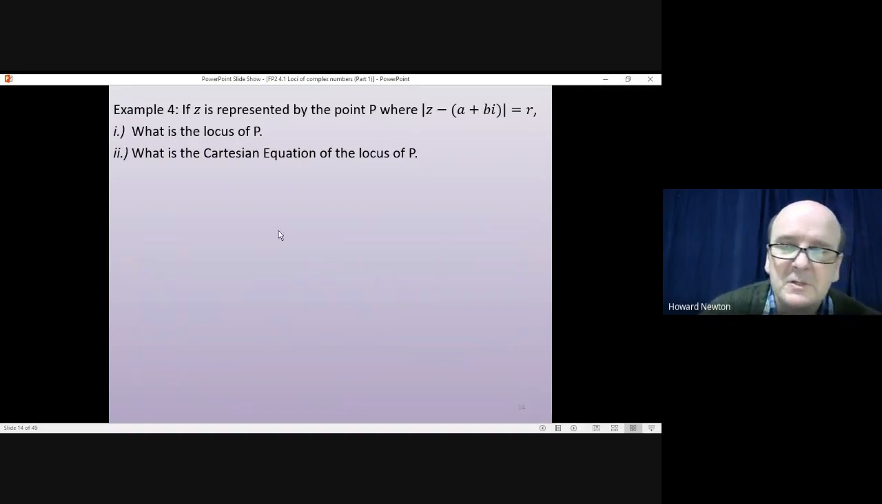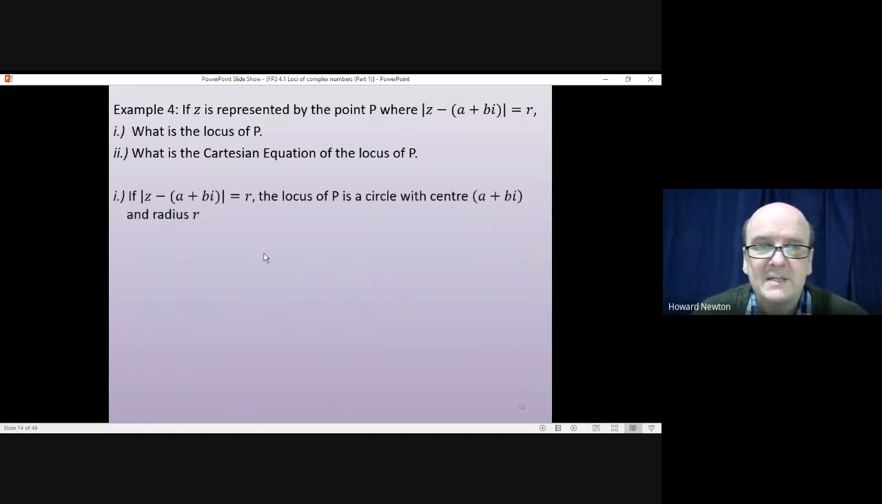Okay, what is the locus of P? Well, it's a circle again. In the general case, the center will be whatever this complex number is. So if it's a plus bi, whatever that is, that will be the center of the circle. And as in all the other questions, r will give us the radius of the circle.